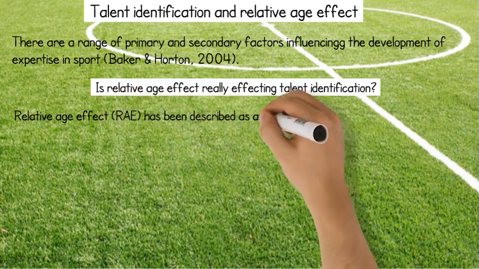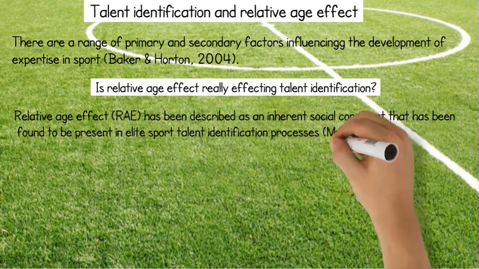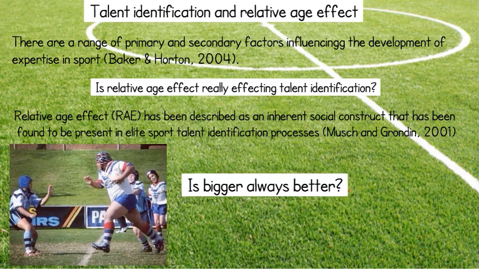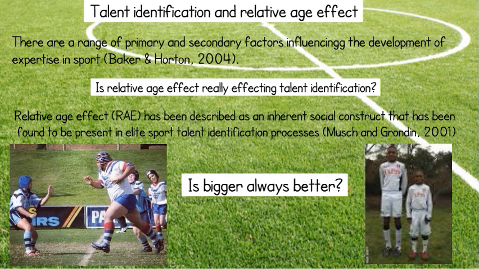The relative age effect, also known as RAE, has been described as an inherent social construct that has been found to be present in elite sport talent identification processes. That is from Musk and Grandin. Are elite sports clubs now always picking the bigger players at a younger age? But is bigger always better?